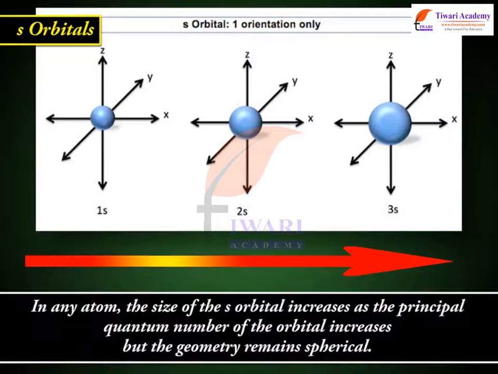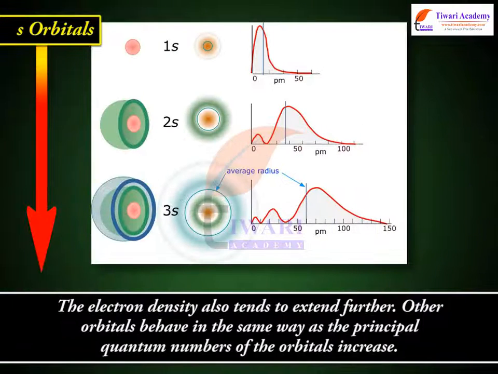In any atom, the size of the s orbital increases as the principal quantum number of the orbital increases, but the geometry remains spherical. The electron density also tends to extend further. Other orbitals behave in the same way as the principal quantum numbers of the orbitals increase.